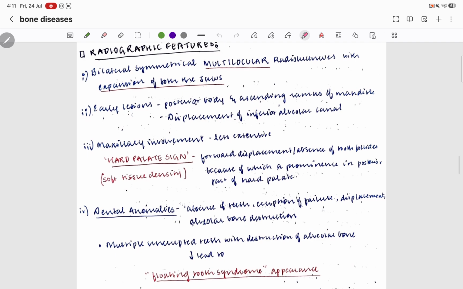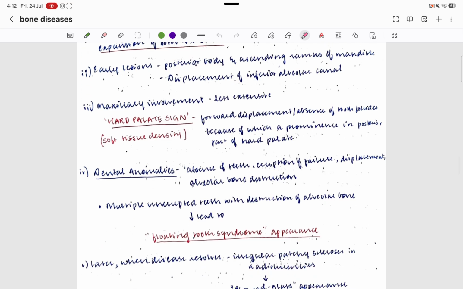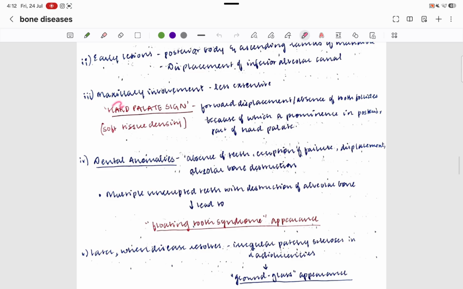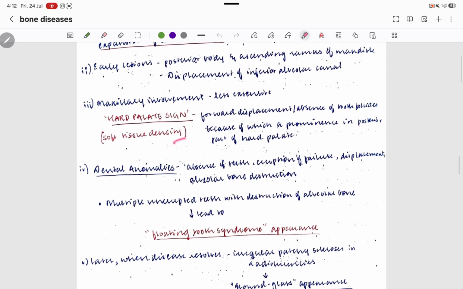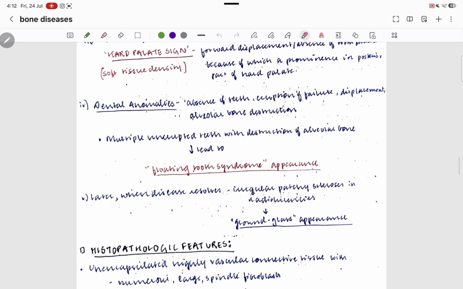Then maxillary involvement. The maxilla is less extensively involved, and if it is involved, usually the hard palate is involved, and you have something called the hard palate sign. There is forward displacement and absence of tooth follicles, because of which there is a prominence in the posterior part of the hard palate.